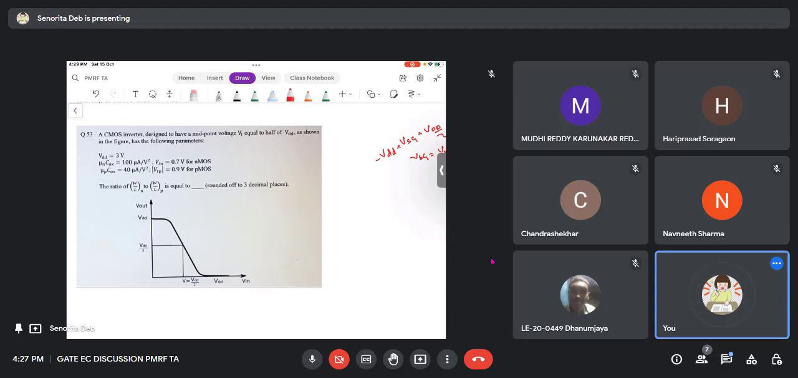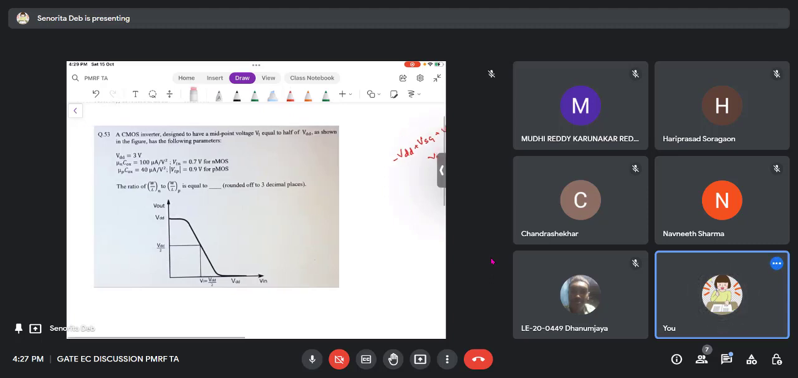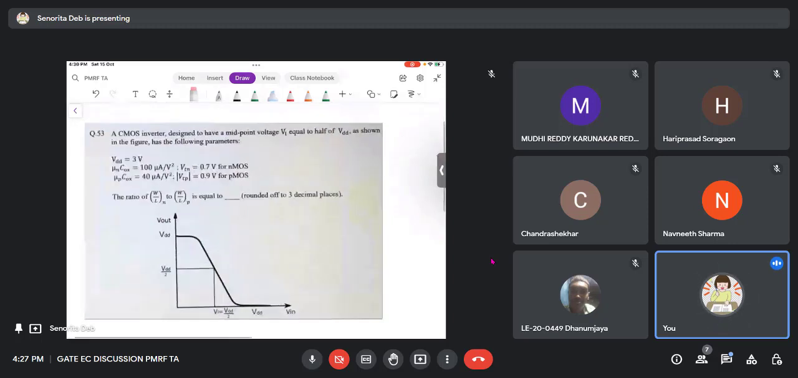Whatever is passing, there will be a drop of 0.6 volts. Okay. So now for CMOS, this was a question from CMOS inverter. But even if you have not studied the topic, this could be solved. Because if you see the CMOS inverter, it's like this, right?